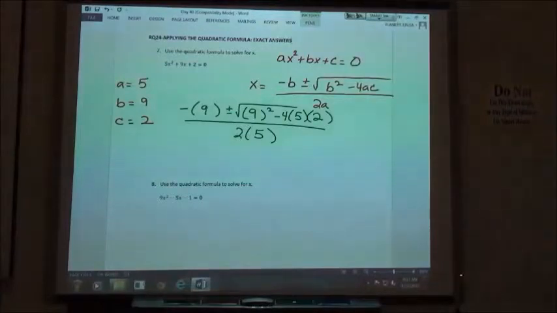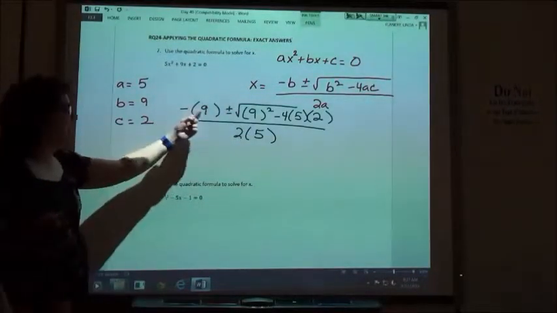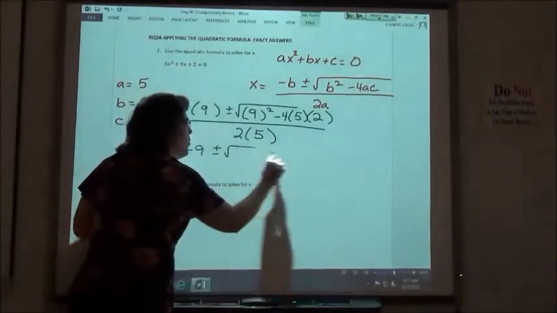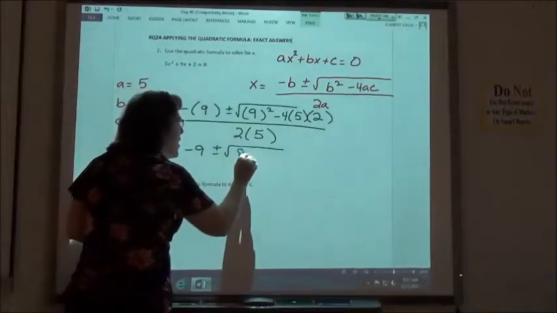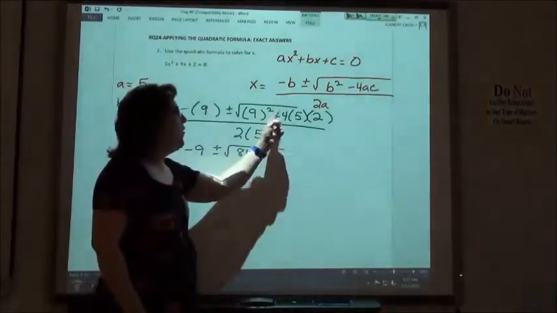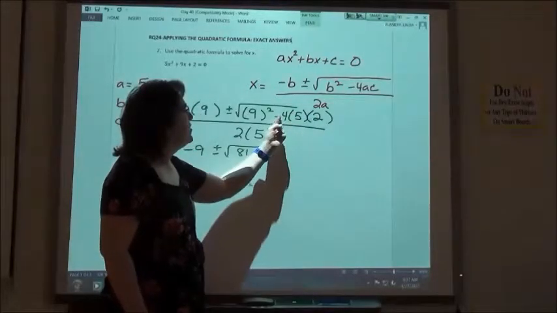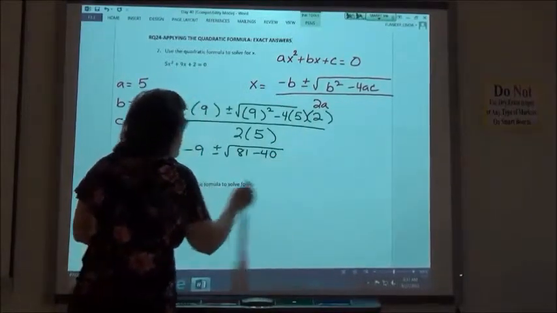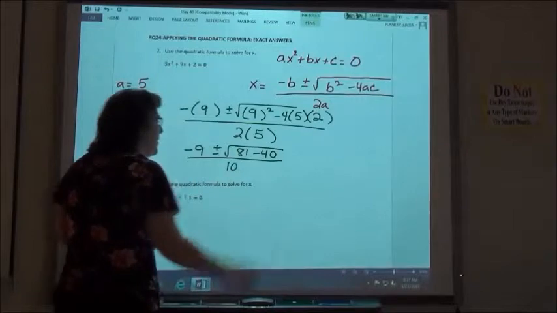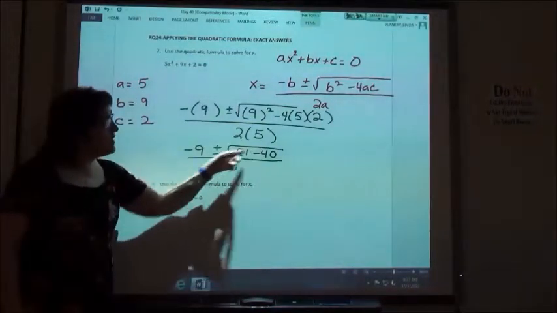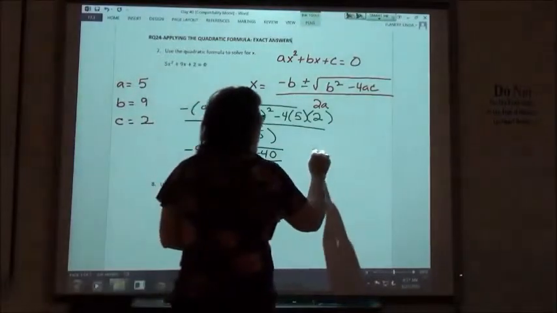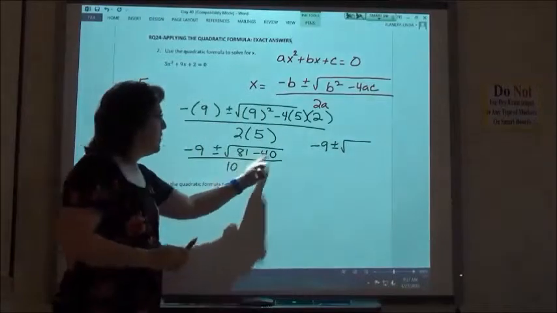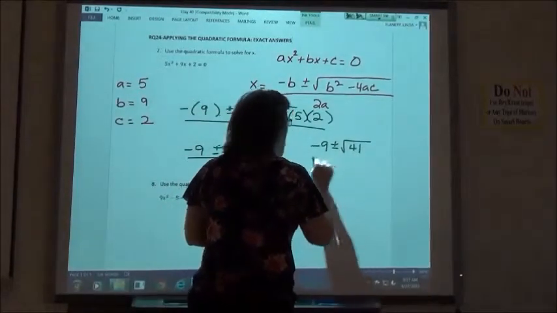So I've plugged all my numbers in. Now I want to simplify this. Since I have minus 9 here, I can drop the parentheses. It's just minus 9 then. Plus or minus the square root of 9 times 9. 9 squared, 81. Minus 4 times 5 times 2. Minus 4 times 5 would be minus 20. Negative 20 times 2 is minus 40. All over 2 times 5, which is 10. I'm then going to do my subtraction underneath my square root. So I have negative 9 plus or minus the square root of 81 minus 40, which is 41, all over 10.